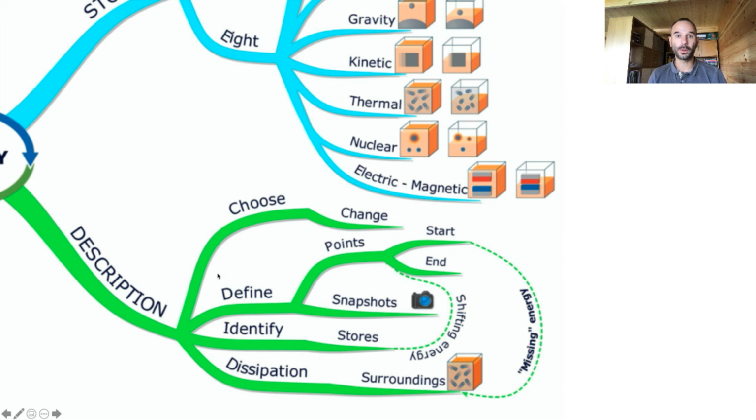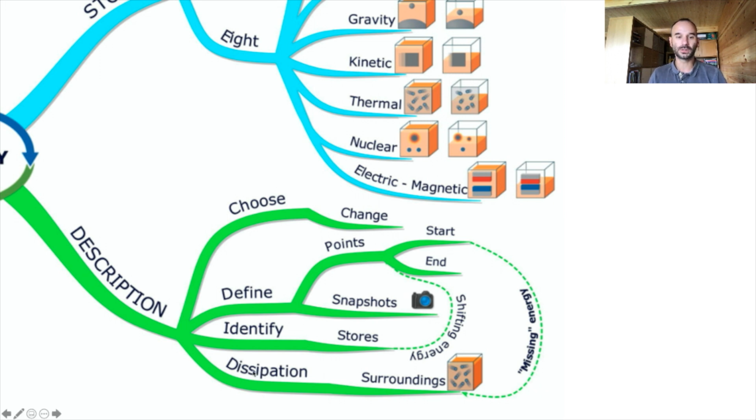So when we talk about energy transfers, we want to choose the change in the system that we are identifying or want to study. And then we define the start and end points of that change. And we can see those start and end points as snapshots in time. And once we've got those start and end points, we can identify the stores that are involved or associated to those start and end points.